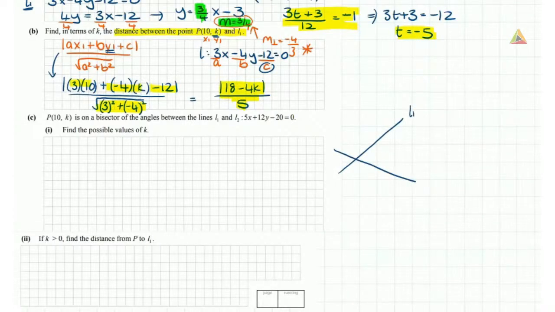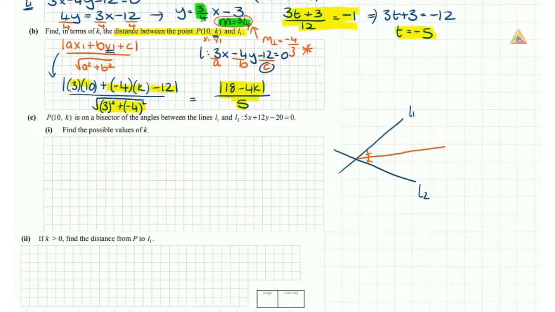We have our line L1, and now we're introducing a new line L2. And we're talking about the bisector of the angle between them. So there's the angle between them, and a bisector is one that cuts it in half. So that means that that angle and that angle there are the same.